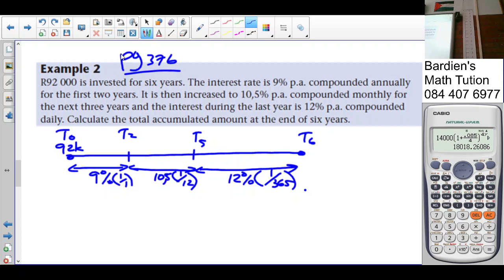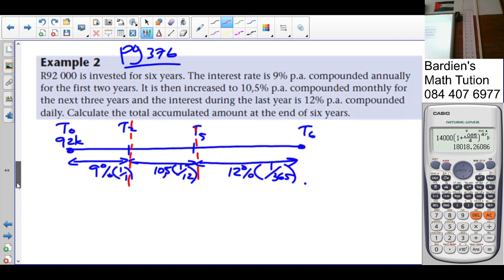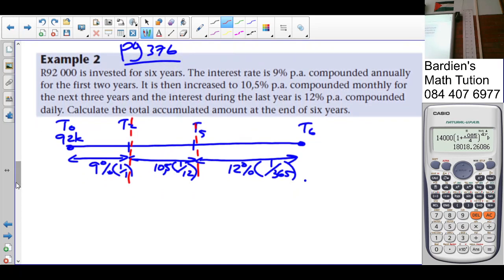So how many variations on this timeline? 2, not so? So how many A formulas are there going to be? 1, 2, 3, 4. Can you see that, people? So let's go with that quickly. The first one, A1, is going to be P into 1 plus i to the exponent n. So what's your P value? 92,000.